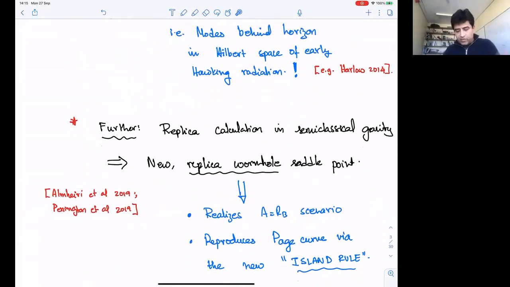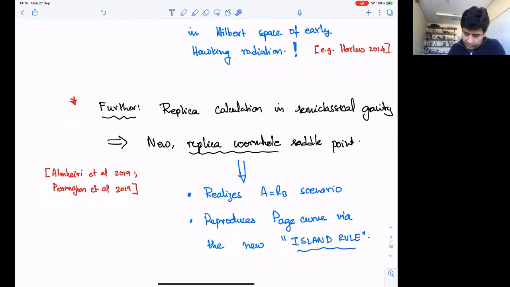Yeah, so killing both these birds with one stone was achieved in this replica calculation, which I will not describe, because that takes me away. But the replica calculation, which many of you must have heard about, which was done in order to compute the von Neumann entropy, done in semi-classical Euclidean gravity, showed that there are actually two contributions to the gravitational partition function when you do the replica trick. One of the contributions is what we call the standard black hole saddle point. And the other contribution is what we call the replica wormhole saddle point. And the replica wormhole saddle point precisely realizes this A equals R_B scenario. And at the same time, it also reproduces the Page curve.